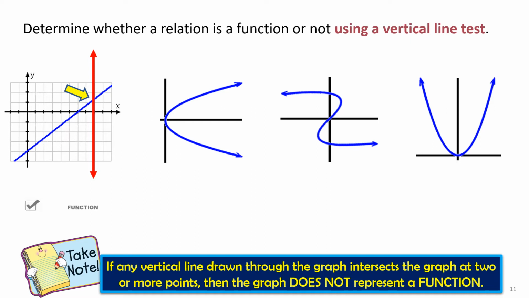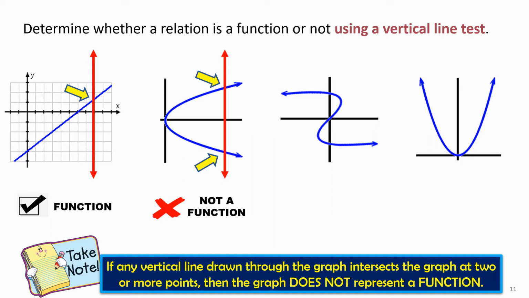So since isa lang, meaning to say, it is a function. That's right. In our second example, let us draw another vertical line. And let us move the vertical line. What can you observe? That's right. There are two intersections in the graph. So since dalawa daw ang intersection na nakikita natin, then the graph does not represent a function.